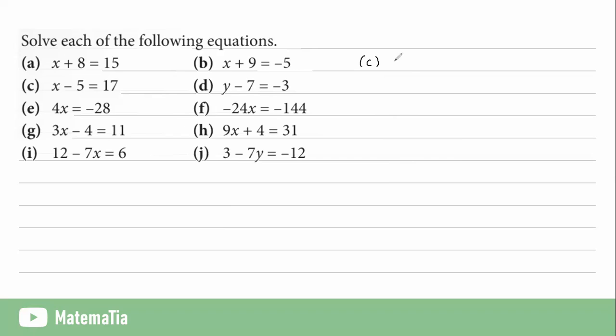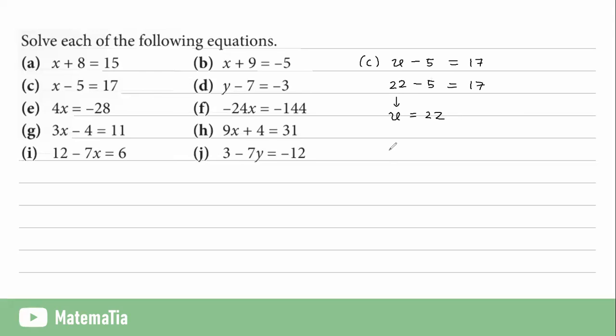Okay, now I'm going to show you how to find the solution of question C. So x minus 5 is equal to 17. So if we use the first method I showed you before, we have to think what number minus 5 is equal to 17. Of course, if we pick 22, so 22 minus 5 is equal to 17, right? It means x is equal to 22.